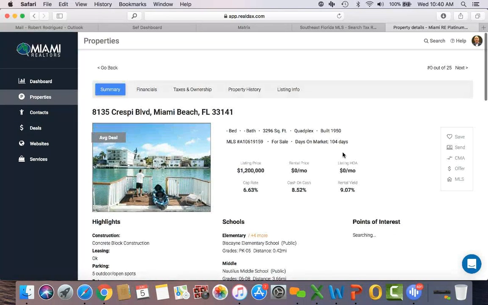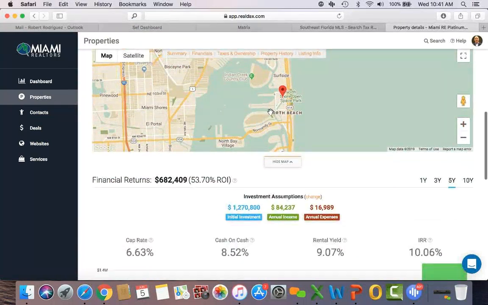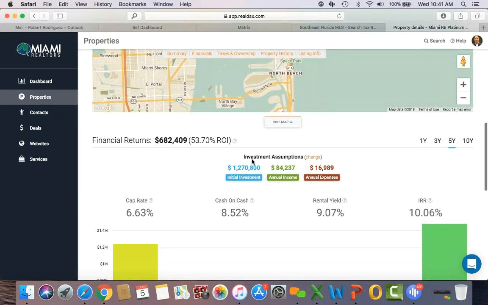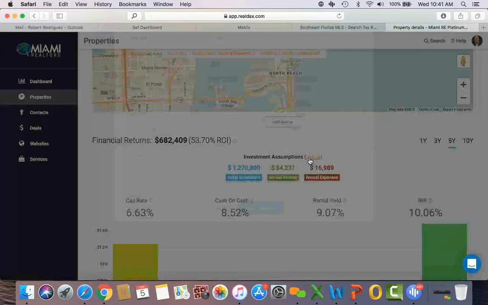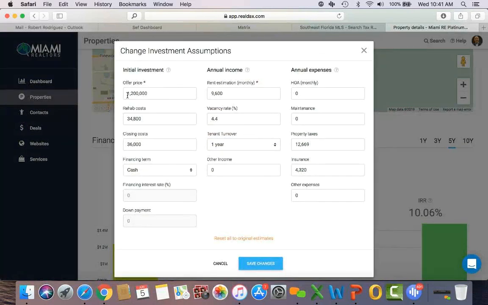All right. So once inside of RealDAX, we're going to go down underneath the mapping, and we're going to use the investment assumptions tool. We're going to click on change, and here we go. We have an offering price of $1.2 million, and your rent estimation monthly is $6,250. And your rehab cost, let's do something minimum like $5,000. Your closing cost is already an estimate of what your closing cost would be off of your offer price.